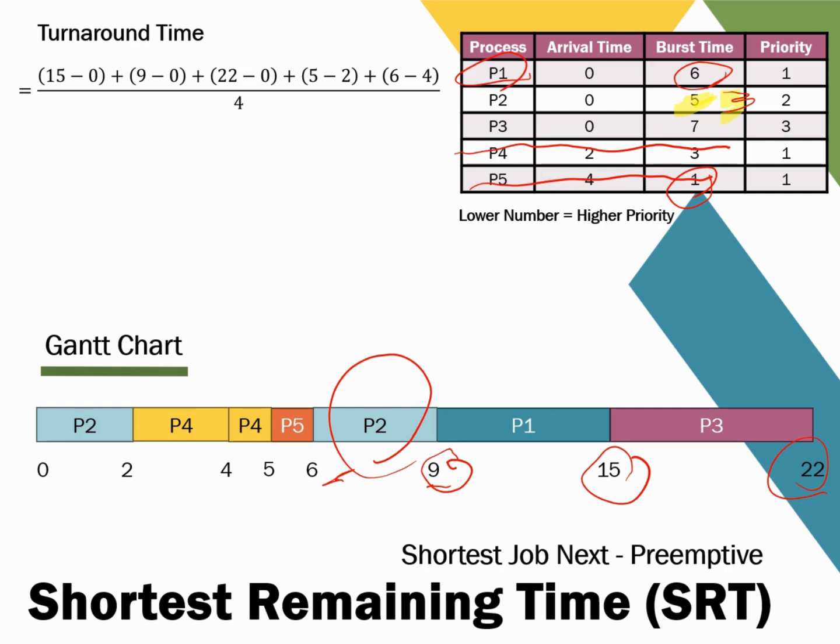For P4, the completion time is 5 and the arrival time is 2. So 5 minus 2 is the turnaround time for P4. And for P5, the completion time is 6 and the arrival time is 4. So 6 minus 4 is the turnaround time for it. So as you can see here, 15 minus 0 is 15, 9 minus 0 is 9, 22 minus 0 is 22, this one is 3, and this one is 2.